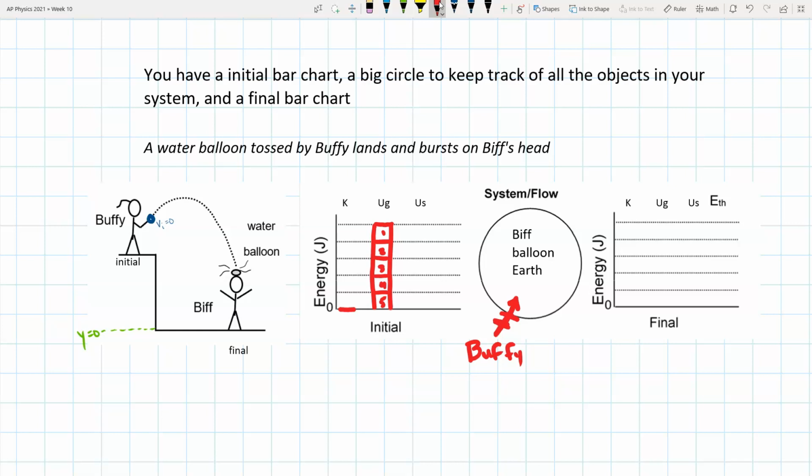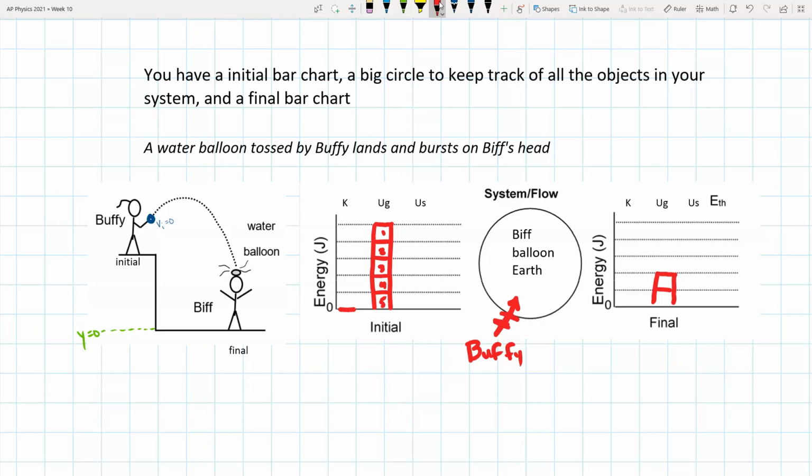Okay, so when the balloon is now here, well, if we take a look at that, that balloon is still at a height that is above 0, right? So that balloon is still going to have some gravitational potential energy. It's just going to be less than what it was before. So let's say it's now 2. Okay. So we still have 5 total blocks to account for.